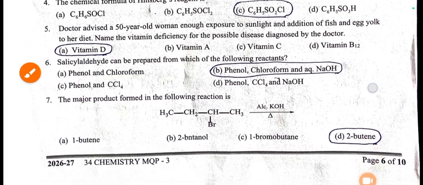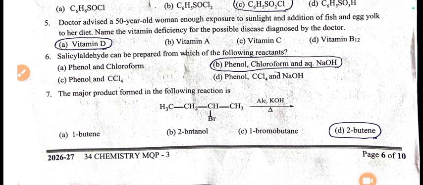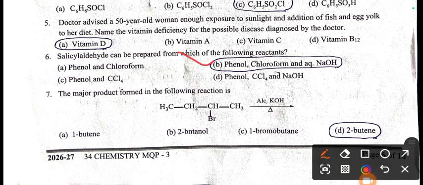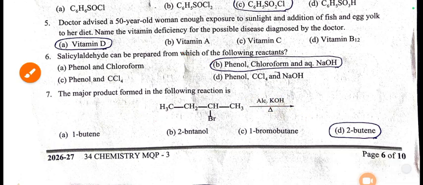Then question number 6, salicylic acid can be prepared from which of the following? So to prepare salicylic acid we need phenol, chloroform and aqueous sodium hydroxide. And seventh question, this 2-bromobutane, when you treat with alcoholic KOH, it undergoes beta elimination to form 2-butene.